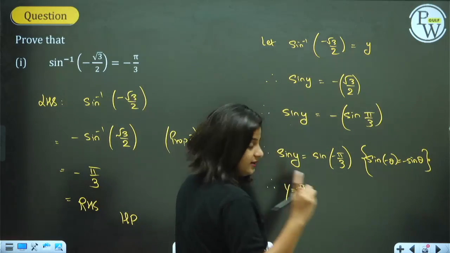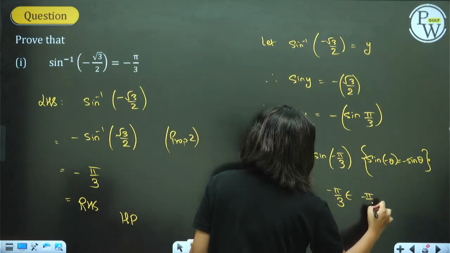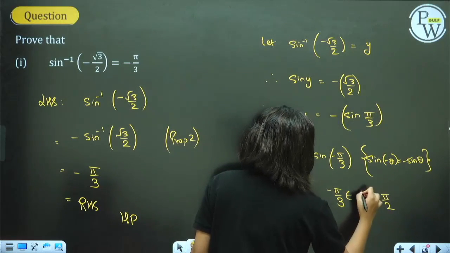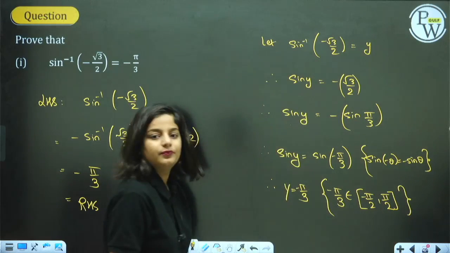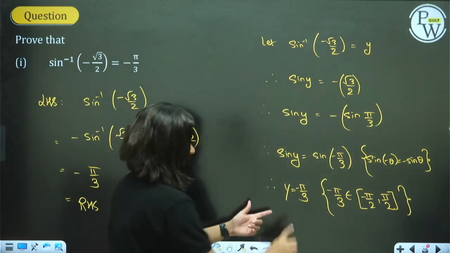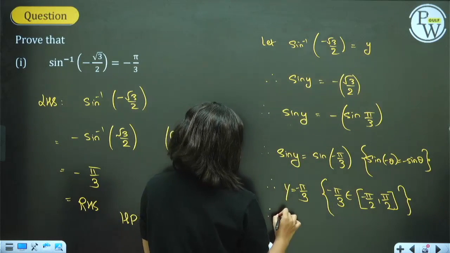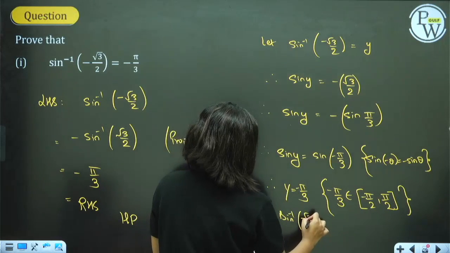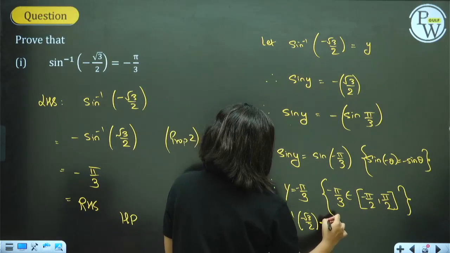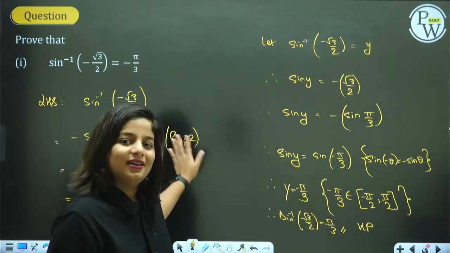There is a reason. Minus pi by 3 belongs to the principal value branch of sin inverse. And what is y? y is nothing but RHS, right? Therefore, sin inverse of minus root 3 by 2 is equal to minus pi by 3. Hence proved. Both the approaches, shorter, longer.